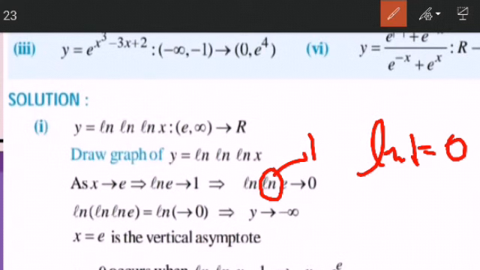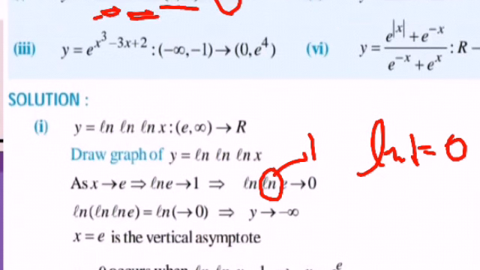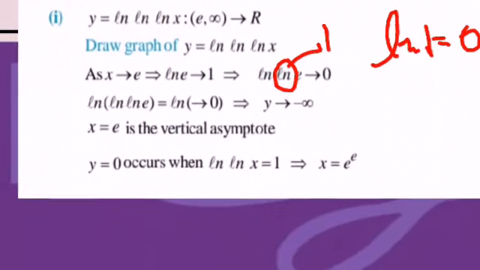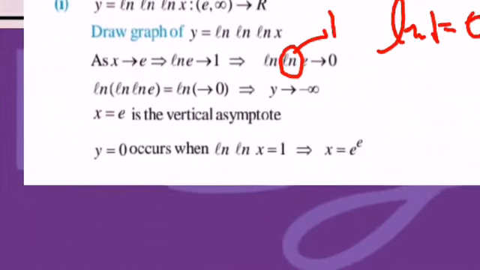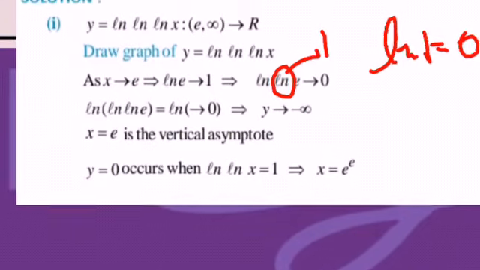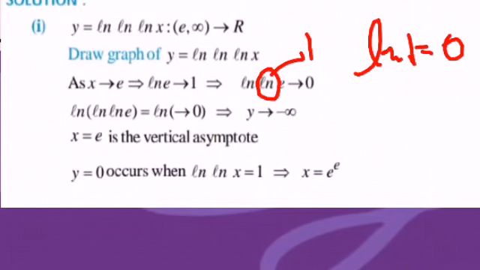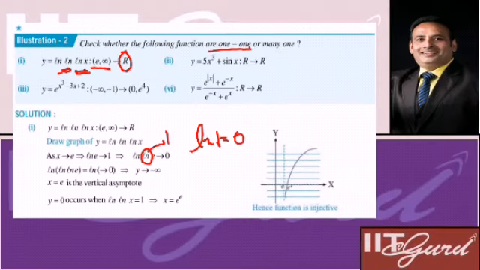So as given in the question, from e to infinity, at e the value is approaching minus infinity, and at infinity the value is approaching infinity. So all real numbers are covered. At x equal to e, there is a vertical asymptote. y equal to 0 occurs at ln of ln x equal to 1, meaning x equal to e to the power e. So here the function is injective. Undoubtedly the function is injective, although it was an increasing function.